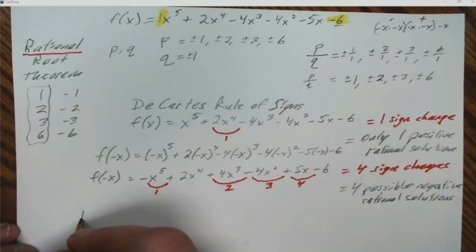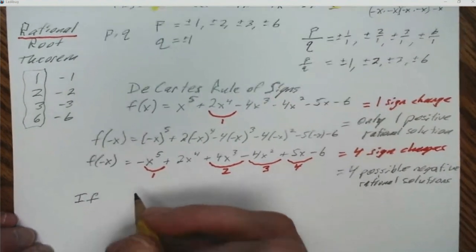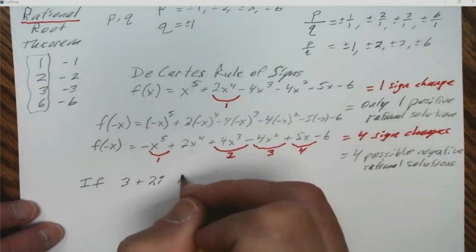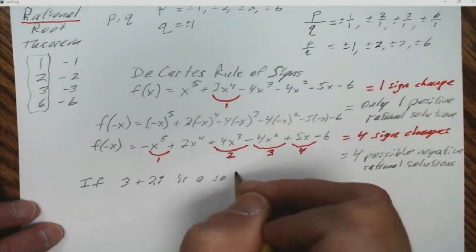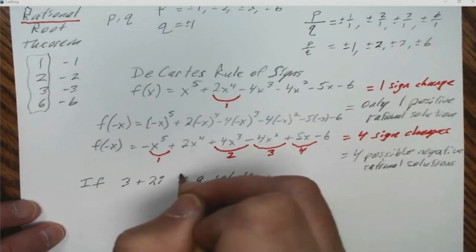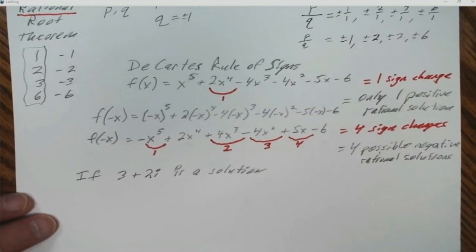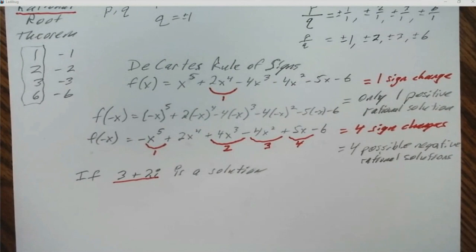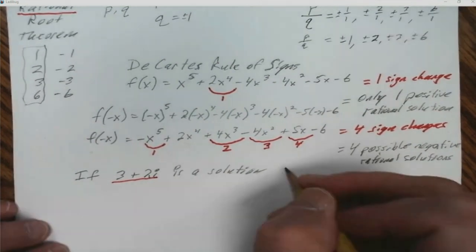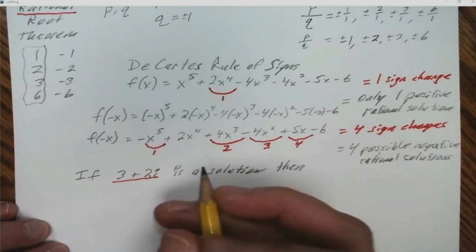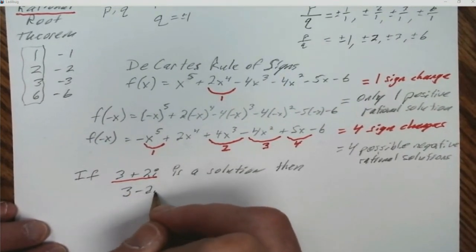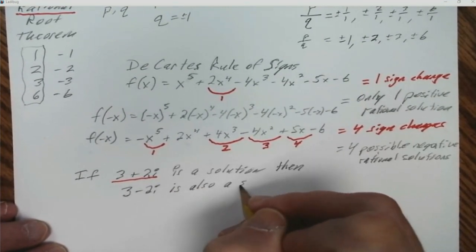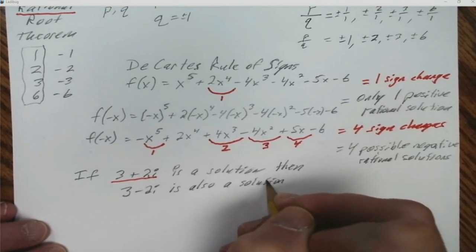Let's say if, and I'm going to say this, 3 plus 2i is a solution. If we do the work and we find out that 3 plus 2i is a solution, we said, oh, we have an imaginary solution. Then 3 minus 2i is also a solution. Oh, that's good to have in your notes.